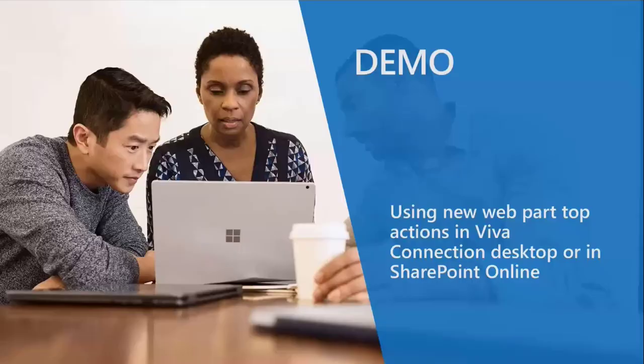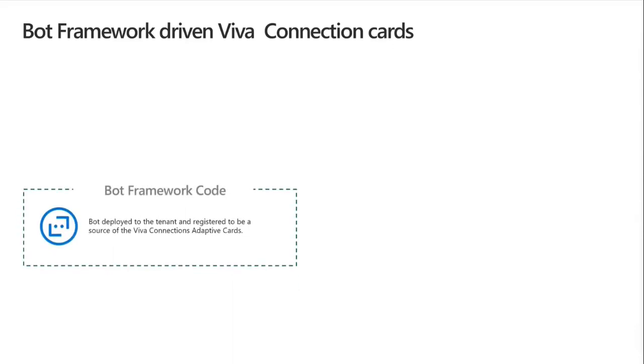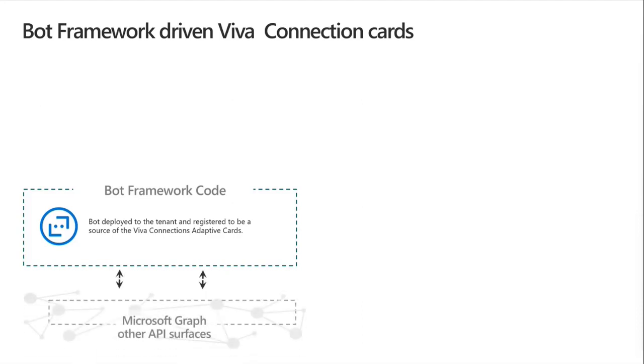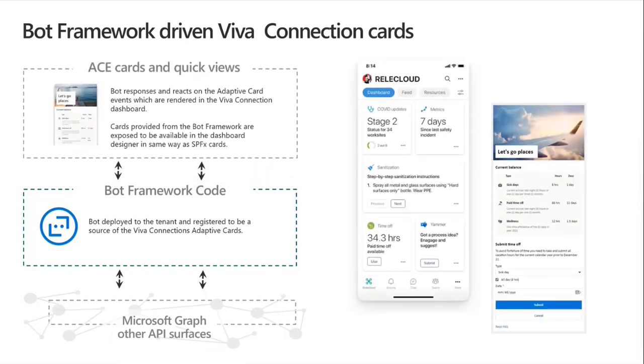Now, I'm not going to spend too much time on this. There were already questions around the Bot Framework-driven Viva Connections cards. Quickly explaining what this is all about: the basic idea is that we'll register a bot and deploy a bot on a tenant, a normal Bot Framework bot, which will then connect to Microsoft Graph and other API services, and then respond and react to adaptive card events, which are then exposed in the Viva Connections dashboard in mobile or desktop. Now, the ETA for this one is still to be defined.